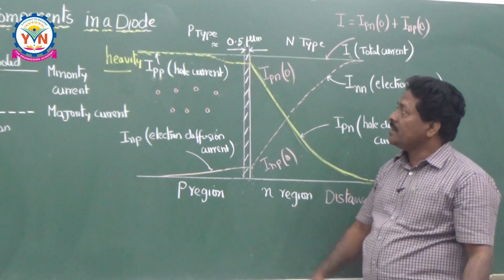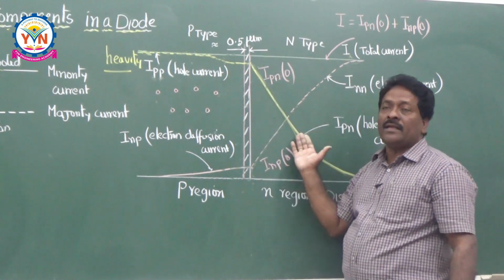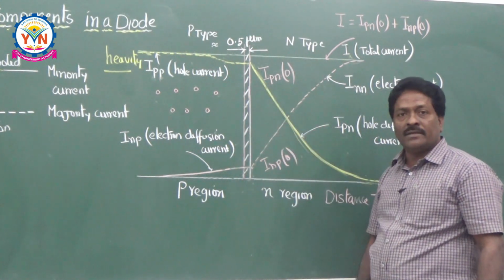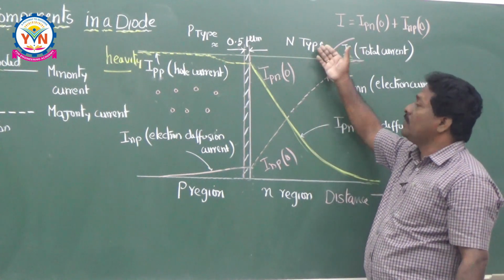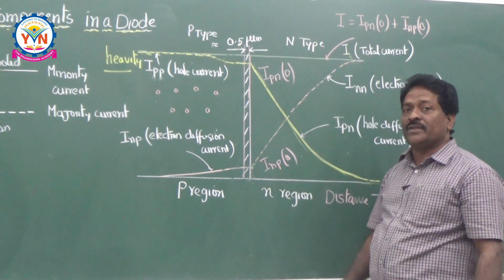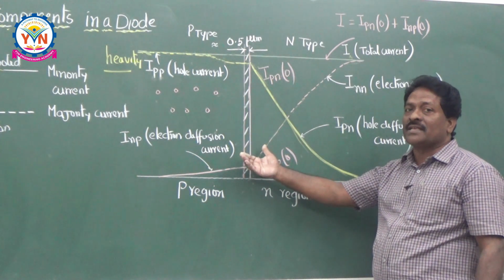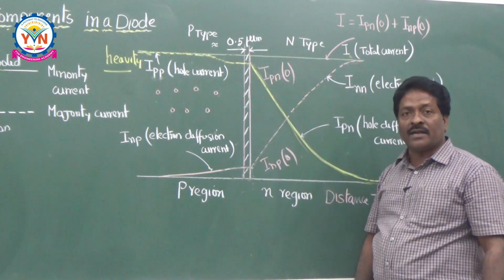And one more thing is, your majority is becoming a minority as soon as they are crossing the borders. So finally the total current I is equal to IPN of 0 plus INP of 0. So now let me continue the discussion for getting the expression for the current through the diode.